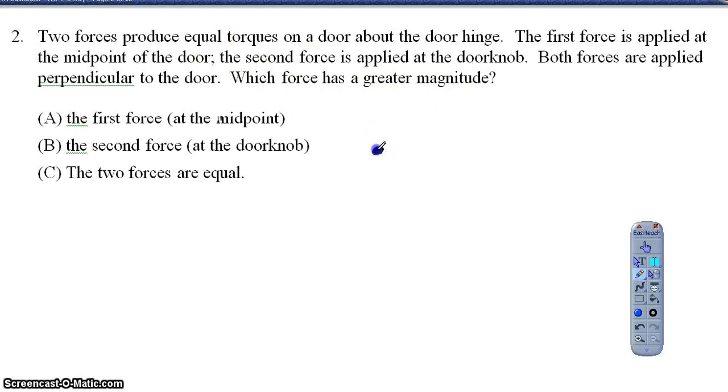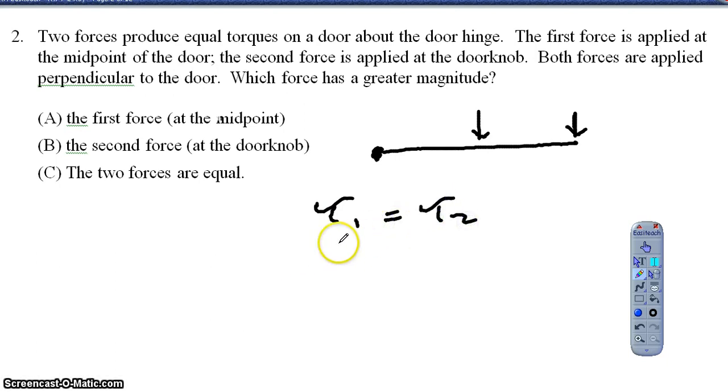We know that you've got two forces. Here's my door, here's the hinge on the left-hand side. Two forces are being applied at the door, one at the midpoint, one at the end of the door. If they were to produce the same torque, we have to consider what comes into play. So we know that they have the same torque, but torque isn't a factor of just the force itself. Torque is related to both force and the distance from the center of axis.